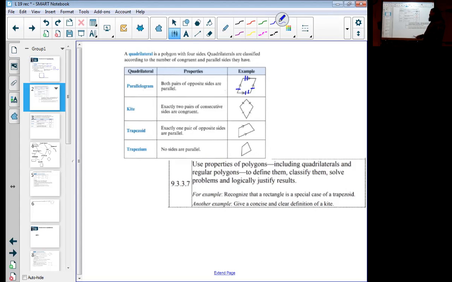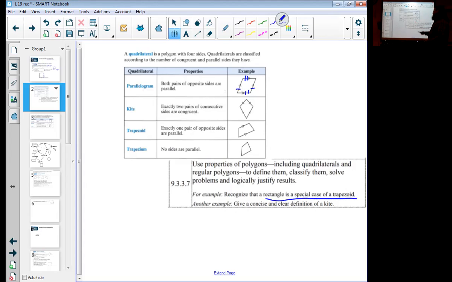So now the reason we couldn't copy down the table directly out of the book is because of the standard. The standards are what we as teachers need to make sure that you understand by the time you leave our class. And 9.3.3.7 discusses that down here. It says, for example, recognize that a rectangle is a special case of trapezoid.